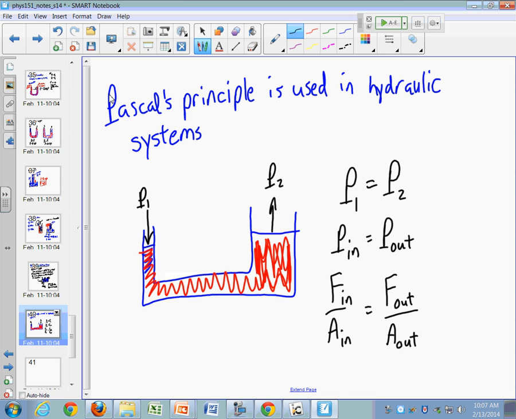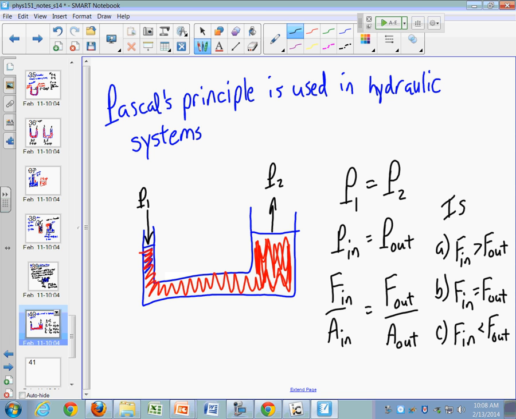All right? So given this is a F_n bigger than F_out, is F_n equal to F_out, or is F_n less than F_out? Try that on your own, or you can ask your friends too.